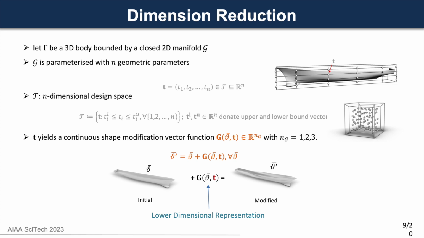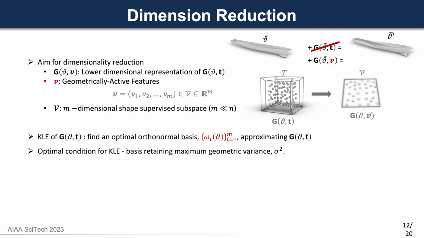So in terms of dimensionality reduction, our aim is to find a lower dimensional representation of our shape modification function. So instead of T, which is a large number of parameters, it depends on a lower subset of parameters. As I explained in the previous slide, the aim of the dimensionality reduction is to find a lower dimensional representation of this shape modification function, which previously depended on this parameter set T. The lower dimensional representation depends on V. The V in our case is now a geometrically active feature set, whose dimensionality is much lower than the original design space.